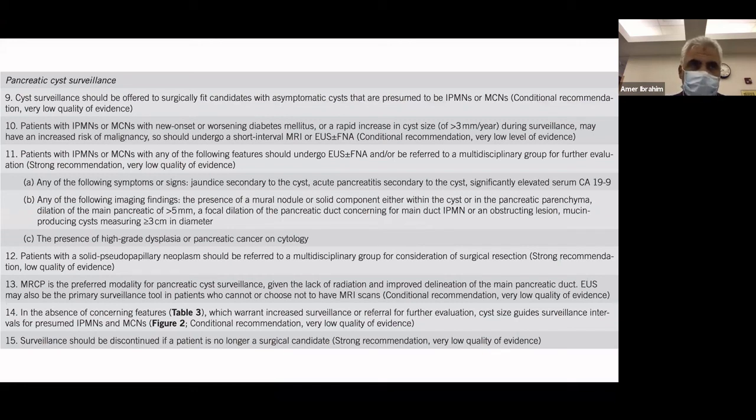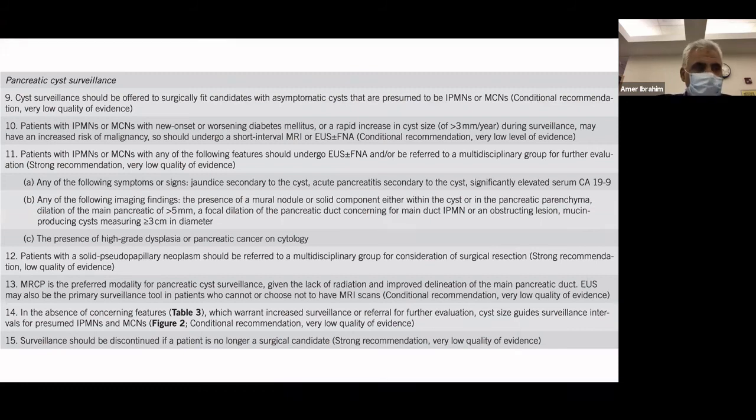Remember, EUS availability, even in the West, didn't appear in the 80s and 90s. It appeared mainly in the last 15, 20 years. So many institutions have had it for the last 20 years. Before that, they were depending mainly on imaging without EUS.